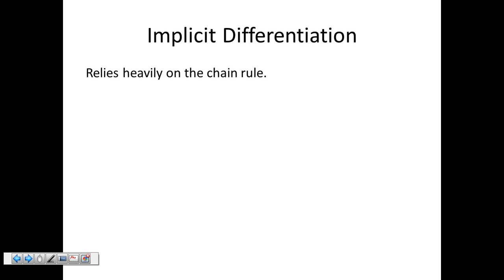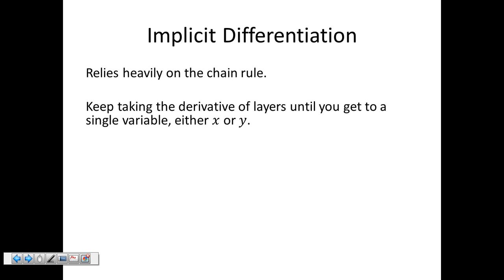So, implicit differentiation relies heavily on the chain rule. When you're doing implicit differentiation, you want to always ask yourself, what's the next layer for my chain rule? And you're following the chain rule deeper and deeper into these things until you're finally taking the derivative of just a plain old x, or you're finally taking the derivative of just a plain old y. Now, we keep taking the derivative of these layers until we get to that single variable.